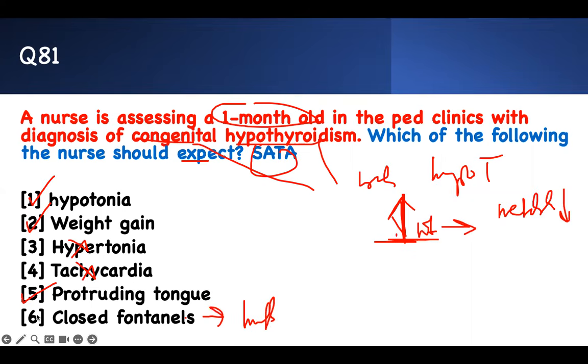hypo-T. So this is not included. At 1 month, they still have fontanelles. I expect it to be okay. So 1, 2, and 5 are your right answers. So that's the strategy to answer this question. Hypo, going down; hyper, going up. This is classic. This is not going to be closed.